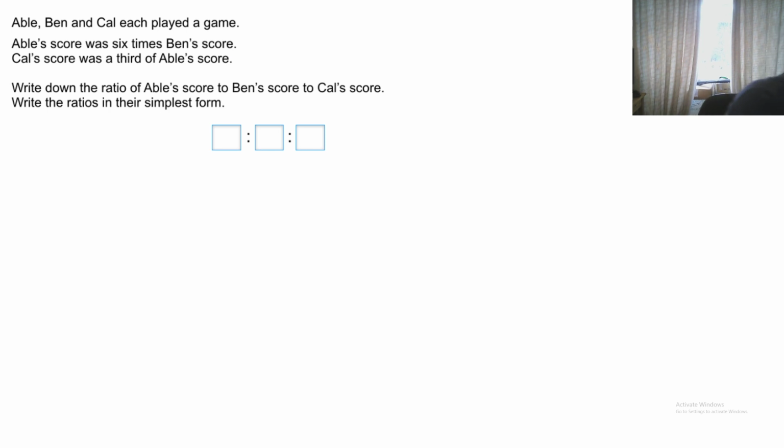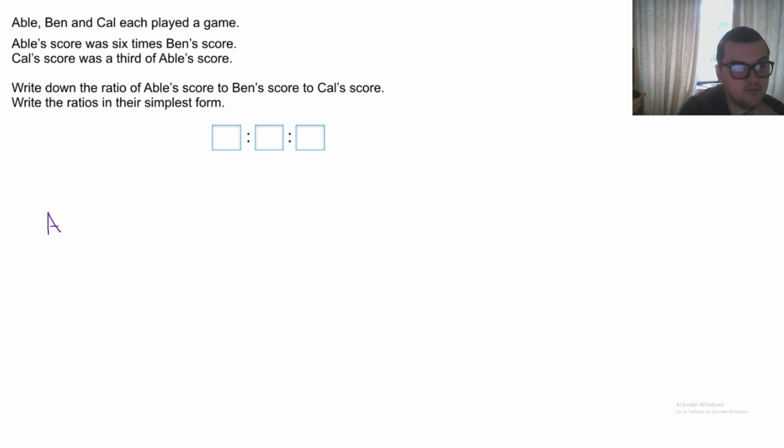Abel, Ben and Cal each play a game. Abel's score was 6 times Ben's score. Cal's score was a third of Abel's score. Write down the ratios of Abel's score to Ben's score to Cal's score. Write the ratios in the simplest form. So let's have a look at this first line, and let's change back to a nice colour that I can actually see. Abel's score was 6 times Ben's score.